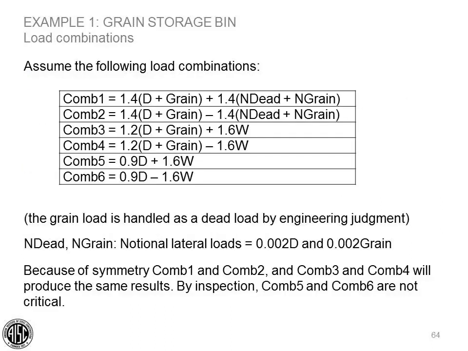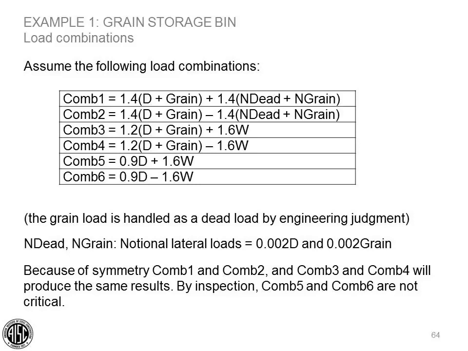We'll use the following load combinations. Combination 1 consists of gravity loads and the associated notional lateral loads, so we have 1.4 times the quantity dead plus grain, plus 1.4 times the quantity notional dead plus notional grain. We've treated the grain load here as a dead load. Note that the notional loads use the same load factor as the associated gravity loads in the combination. Combination 2 is the same as combination 1, except that the notional lateral loads are acting in the opposite direction.